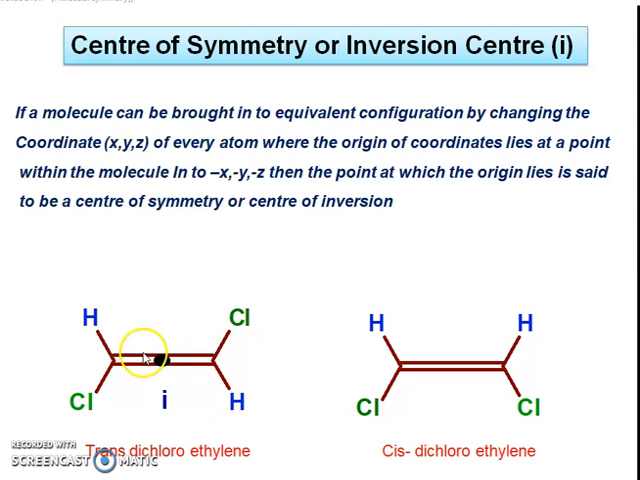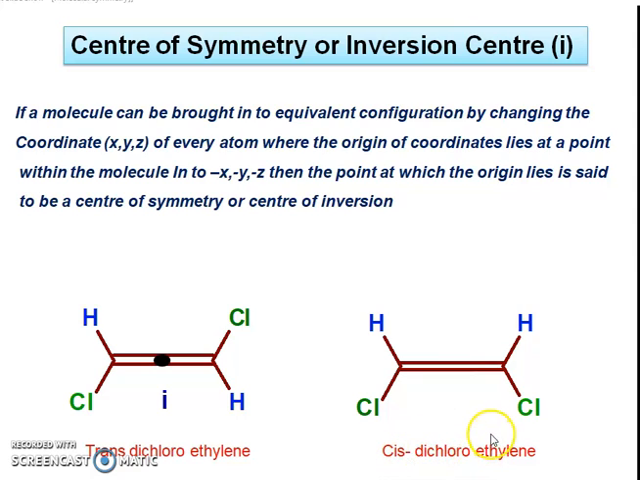Now we see these examples: trans-dichloroethylene and cis-dichloroethylene. In this trans-dichloroethylene, after drawing the line, from this chlorine to this chlorine and this hydrogen to this hydrogen, a point will be reached at the center, and this point is called the center of inversion or center of symmetry in the trans-dichloroethylene molecule.